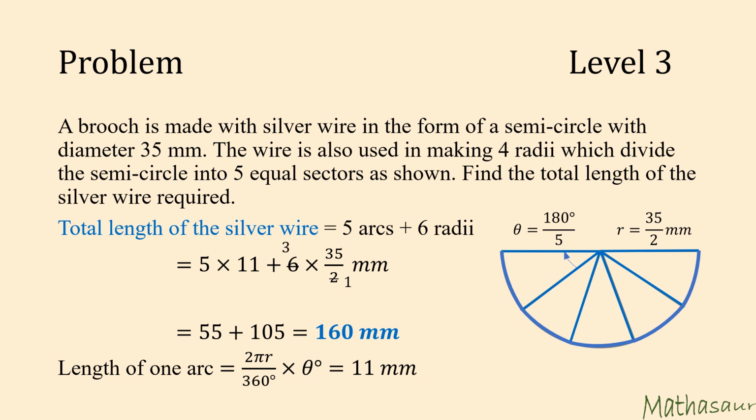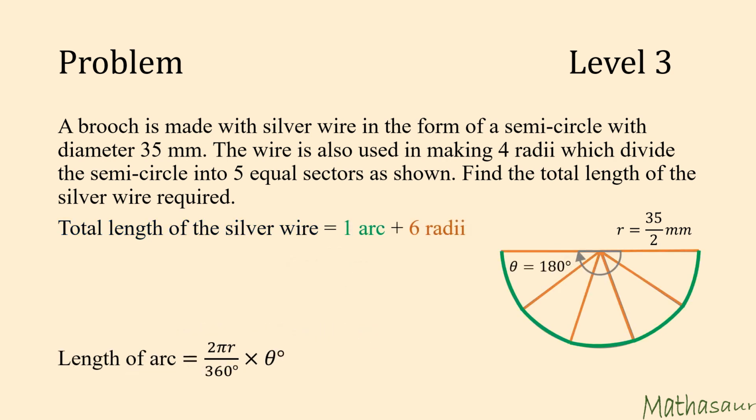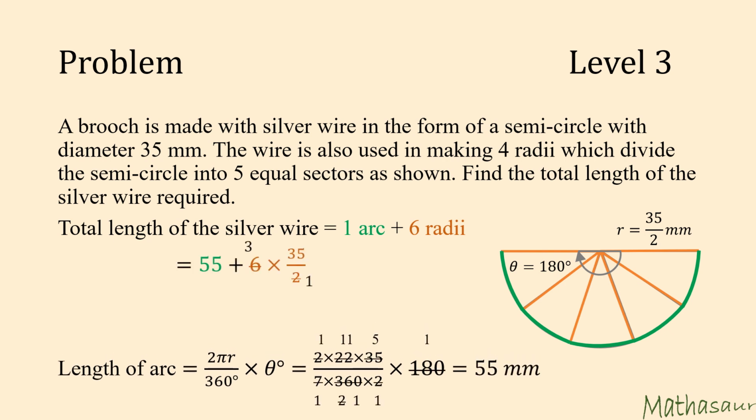Note that we are looking at the semicircle and the radii. There was another way to solve this question. In order to find the total length of the silver wire, we could have taken the length of one arc which was subtending an angle of 180 degrees at the center and then added the 6 radii to it. The answer would still be the same, 160 mm.